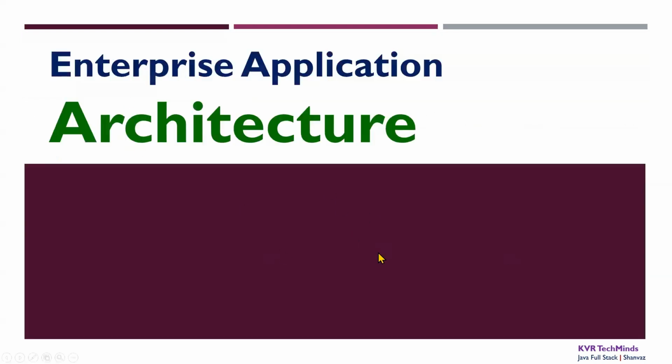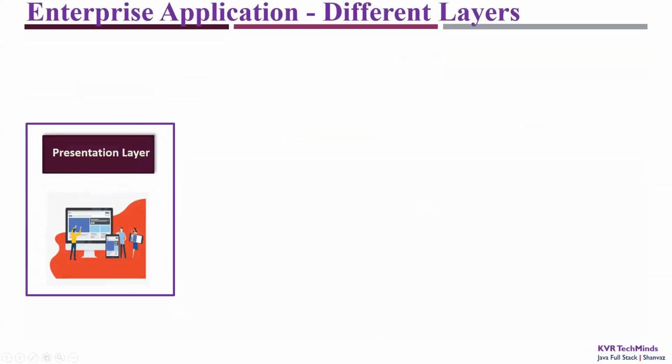Fine. Now, let us try to understand the enterprise application architecture. If you take an enterprise application, it will have a presentation layer. When I say presentation layer, it always talks about the look and feel of your application, right? How your application looks, what kind of color combinations, what kind of buttons you are going to use. This is basically the look and feel of your application. This one we call a front end.